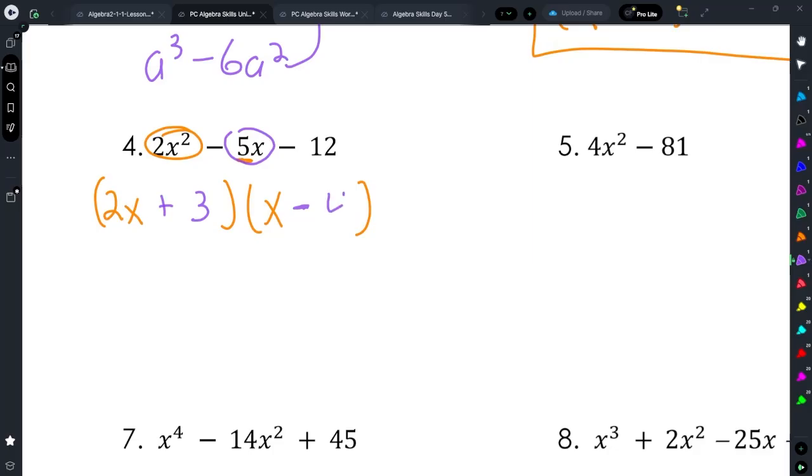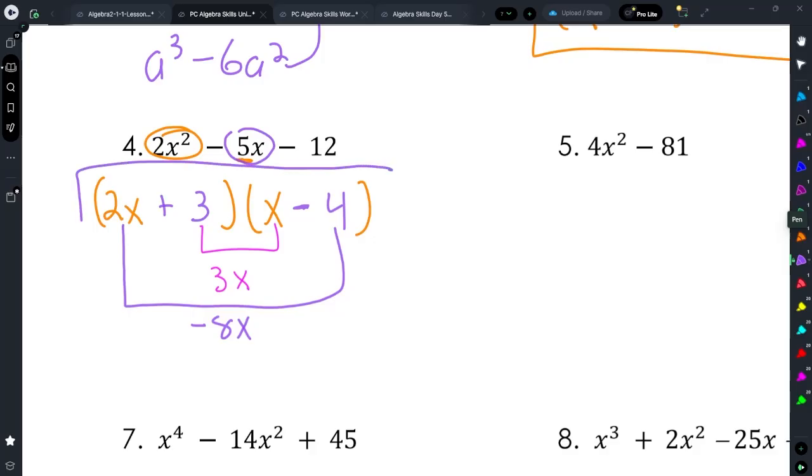And then we're going to guess and check to see, okay, we get 3x right here. And what do we get when we do that? We get negative 8x. And that does, in fact, 3x minus 8x does give us negative 5x. So this is our factored form. If we didn't get negative 5x, then we would have to go back and move things around and try something different.